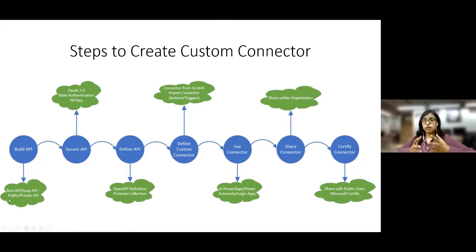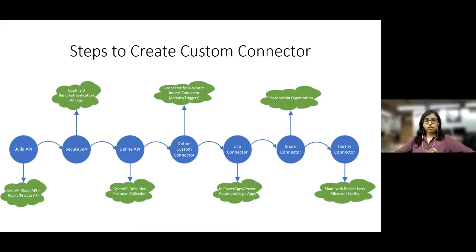Once your API is built and it is doing what you want it to do, you need to secure that API. We have three options here. You can use OAuth 2.0, or you can use basic authentication, the username and password one, or you can use the API key, which is the simplest available option. So build your API, then secure it with the authentication mechanism that the custom connector supports. Once that is done, you need to define your API in a Swagger file or OpenAPI JSON format.